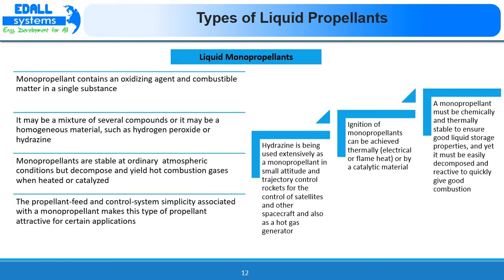A monopropellant must be chemically and thermally stable to ensure good liquid storage properties, and yet it must be easily decomposed and reactive to quickly give good combustion. So these are the properties which are needed for a monopropellant in liquid propellant rocket engines.